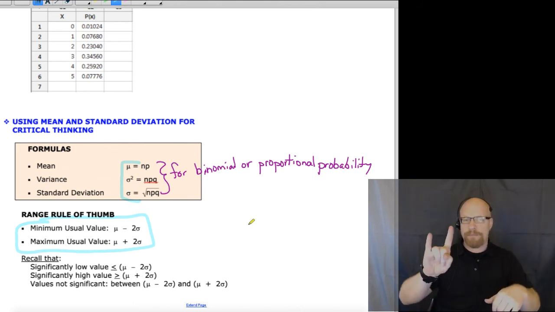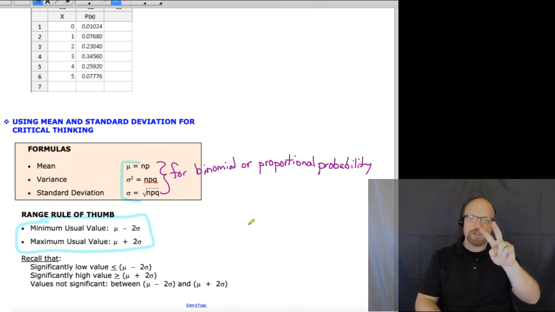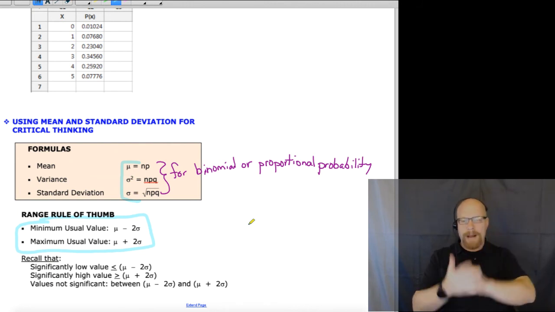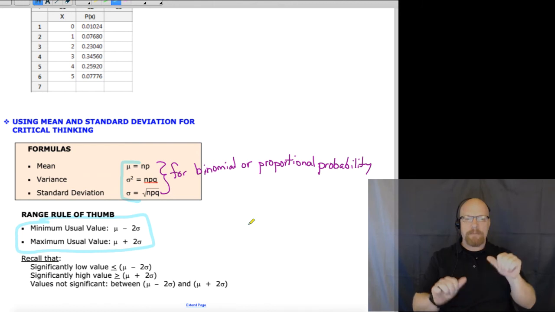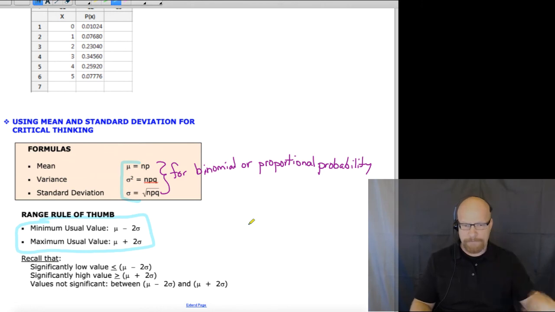The mean plus 2 standard deviations or minus 2 standard deviations means the acceptable range within 95% possibility. So inside here, reasonable. Outside is significantly different than what we expect. Okay?